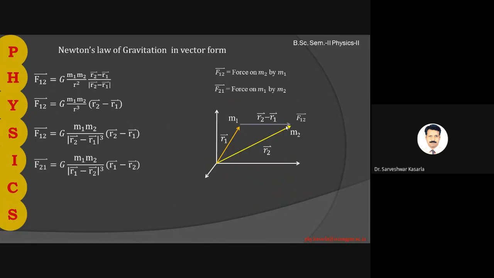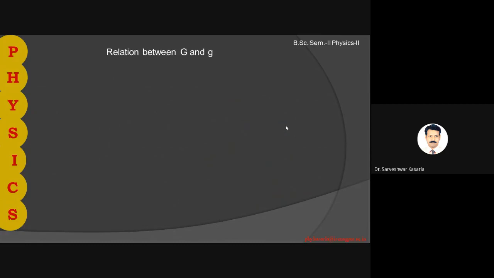Okay. So similarly, F21 can also be expressed as G m1 m2 upon mod of r1 minus r2 cube into r1 minus r2. So r1 minus r2 is equal to minus of r2 minus r1. So F12 is equal to minus of F21. So here Newton's third law is followed. So this is about the Newton's law of gravitation in vector form.